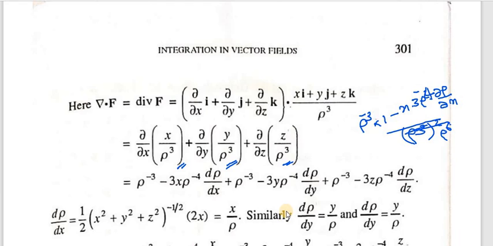This is rho raised to -3 into 3x into rho raised to -4 d rho by dx. Similarly with respect to y, only the difference is that y comes in place of x: rho raised to -3 minus 3y into rho raised to -4 d rho by dy. Rho raised to -3 plus rho raised to -3 minus 3z into rho raised to -4 d rho by dz. It's equal to, now d rho by dx.